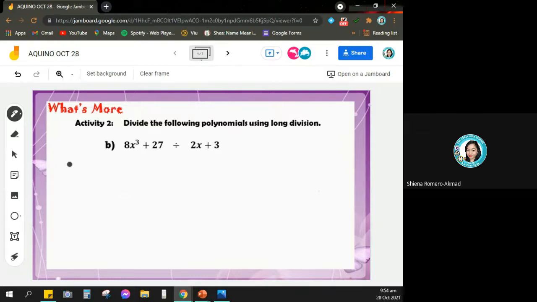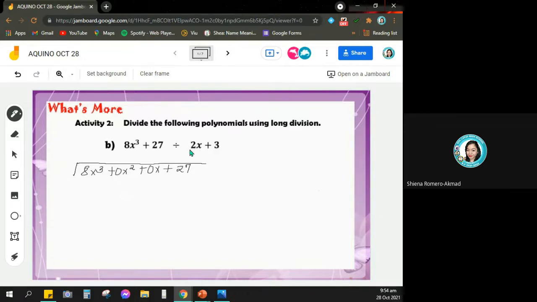So, for letter B, we have 8x cubed. Mag-iwan tayo ng space para kay x squared, tsaka para kay x. Then we have 27. So, yung iba, kaya nilalagyan ng 0x squared at 0x para may mag-hold dun sa position. Pwede rin naman yon. Or kung pro na kayo, pro. Kayang-kaya nyo na, pwede nyo namang wag nalagyan.